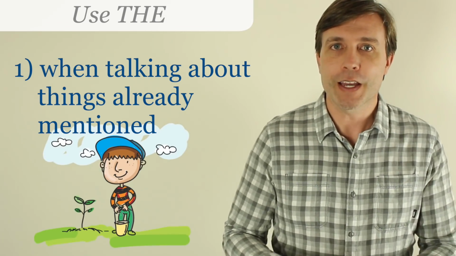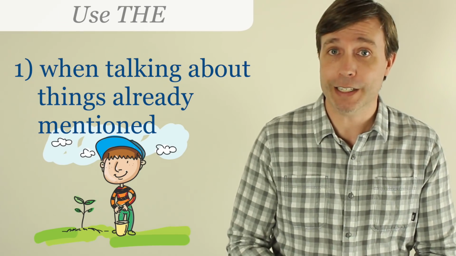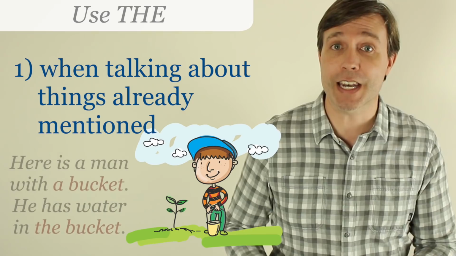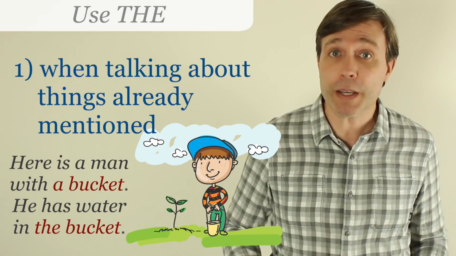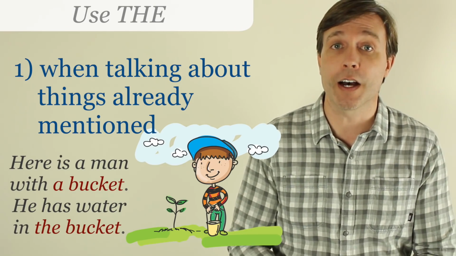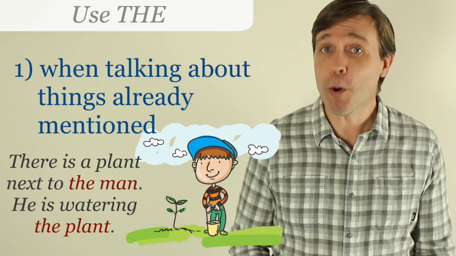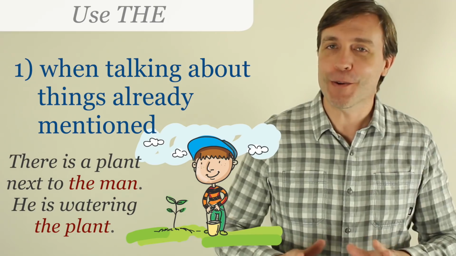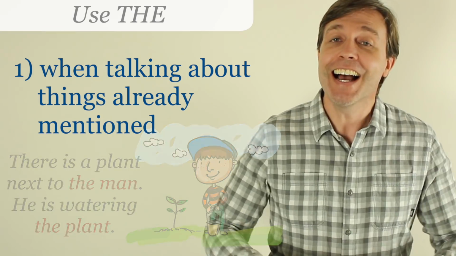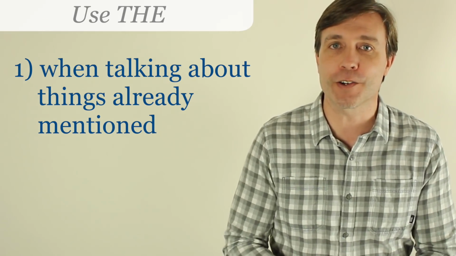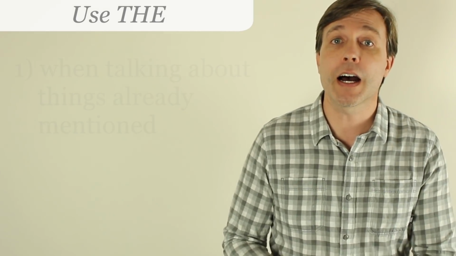Look at this picture. Here is a man with a bucket. He has water in the bucket. So the first time I mention the noun bucket, I use that indefinite article, but the second time I mention it, it's already been mentioned, I'm going to use the. Then I could go on and say, there is a plant next to the man. He is watering the plant, all right? But now, when you are telling some story, you're not going to emphasize the just like I did. I just wanted to make sure it was easy for you to understand. So the second time that I mentioned all of those things, I used the.